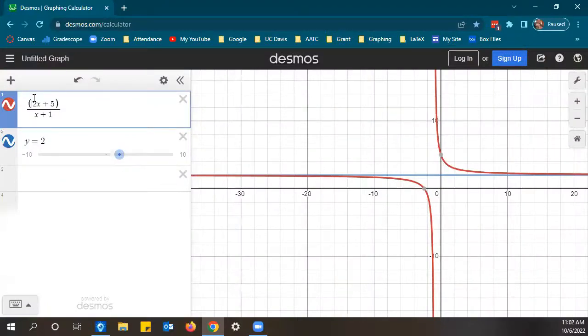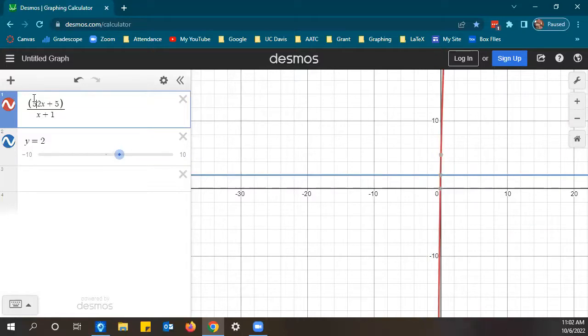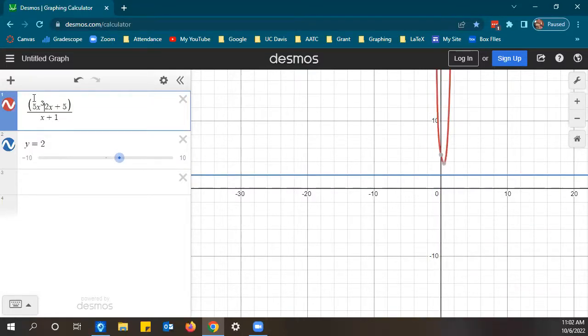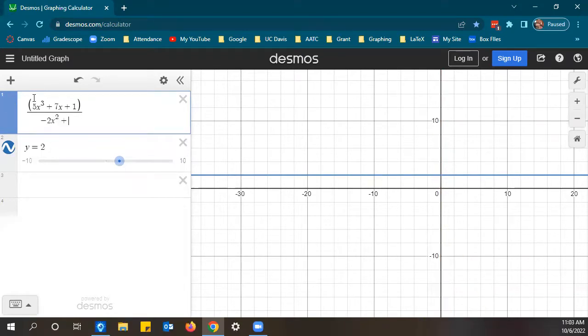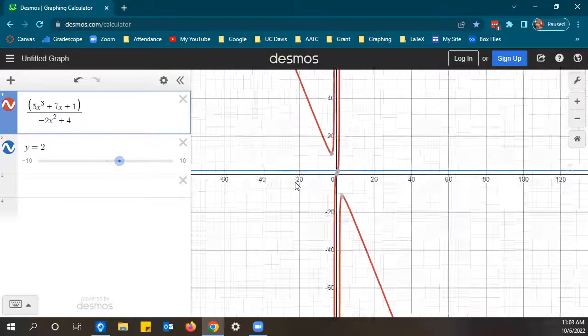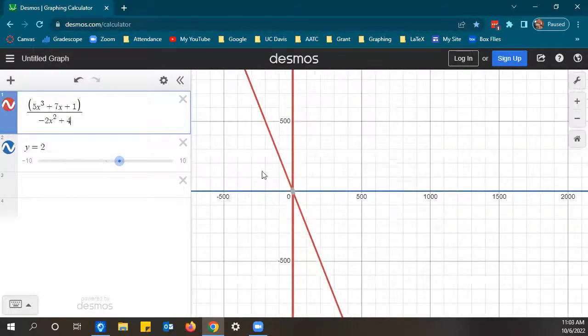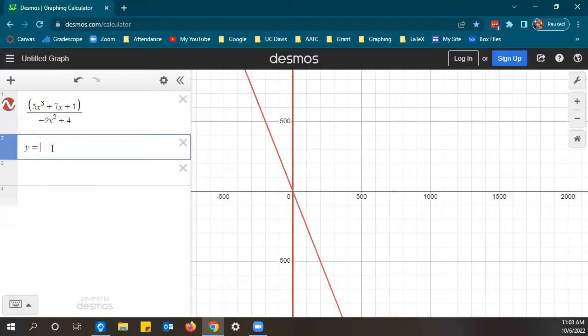So let's see, what did we have here? We had 5x cubed plus 7x plus 1 over negative 2x squared plus 4. Oh, I wasn't so far off. Okay. So as you can see, it looks pretty crazy in the middle. If you zoom way out, it looks a lot like the straight line y equals negative 5/2 x. A lot like it.